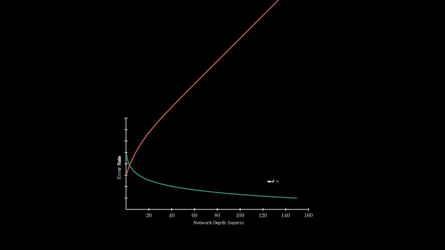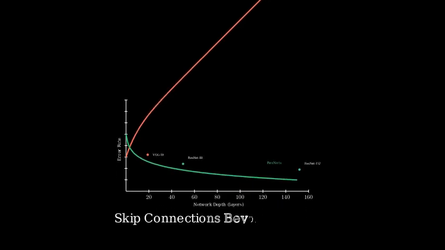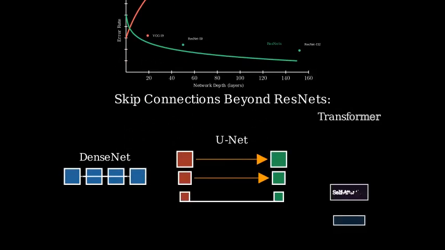While networks like VGG stopped at around 19 layers, ResNets can be trained with 50, 101, or even 152 layers with improved performance. Skip connections have influenced many other architectures beyond ResNets, including DenseNets, U-Nets for image segmentation, and transformers in natural language processing.